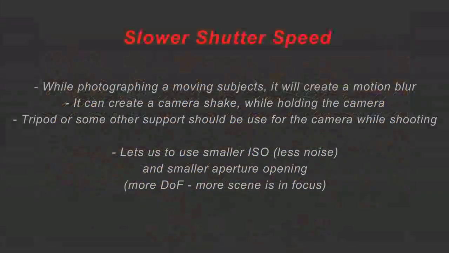And this is how camera shake can look during the night. It's not always a bad thing because you can create some interesting effects by shaking the camera while taking a picture. But the advantage of using slower shutter speed is that it will let you use a smaller ISO, which is less noise, or a smaller aperture opening, which means more depth of field, more of the scene appears in focus.